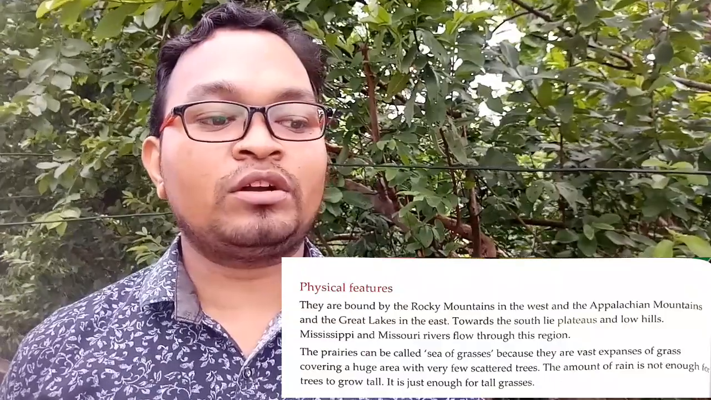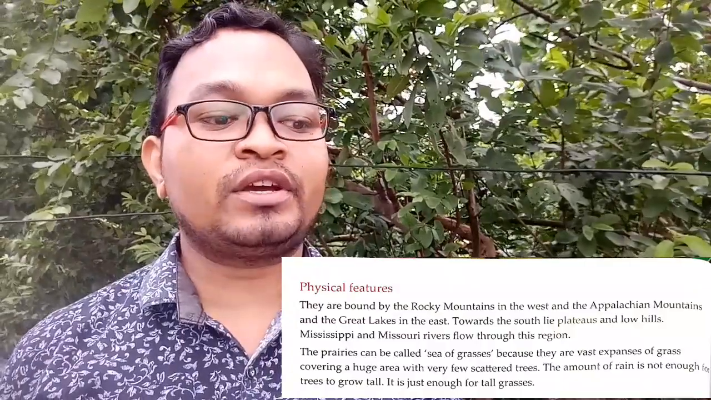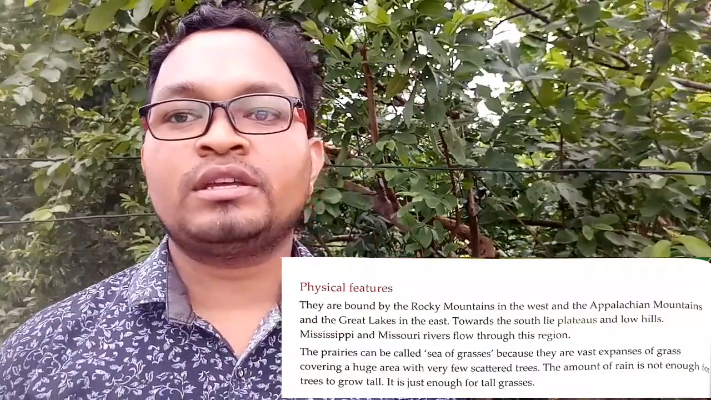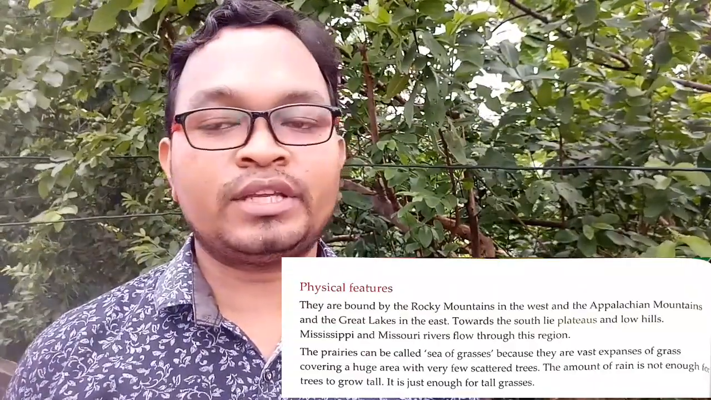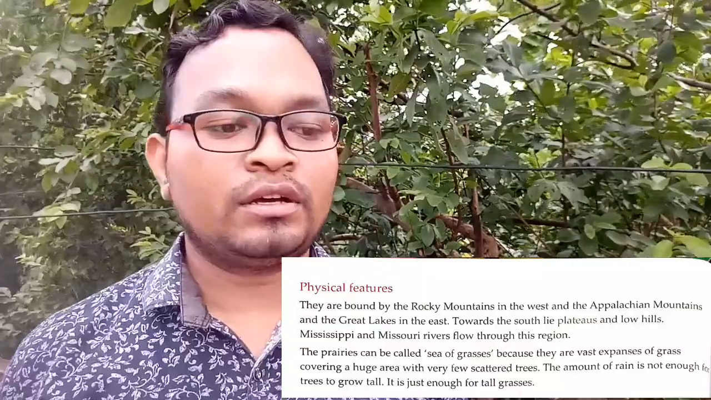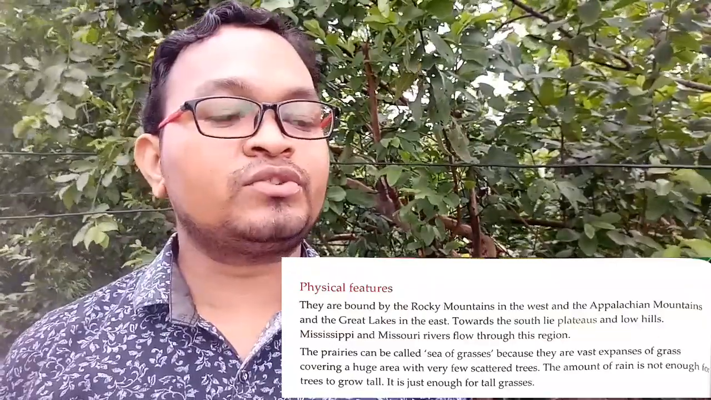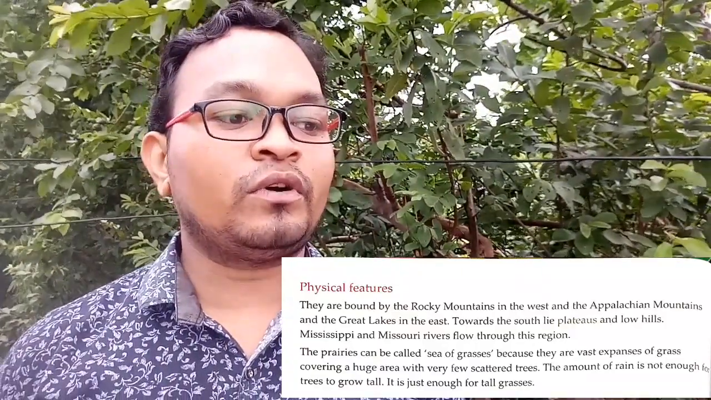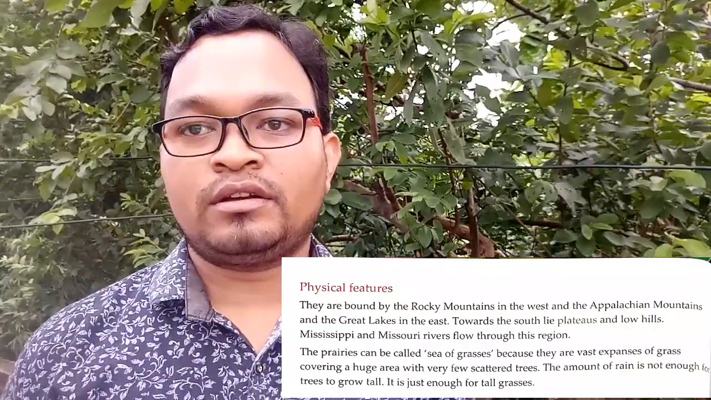The prairies can be called seas of grasses because they are vast expanses of grasses covering a huge area with very few scattered trees. In these places we don't have trees, but only tall grasses, because the amount of rain is not enough for trees to grow tall. They don't have enough rainfall, and that is the reason why the trees are not so tall. It is just enough for tall grasses.